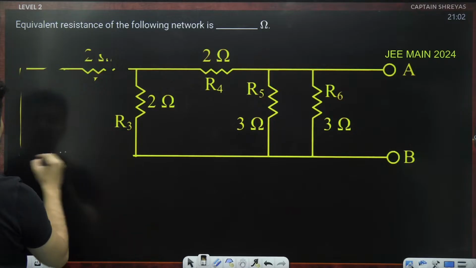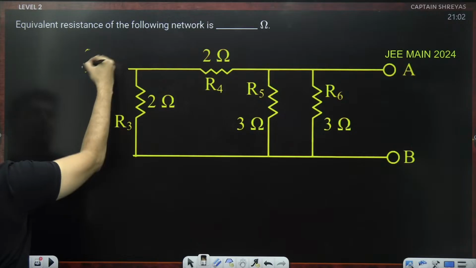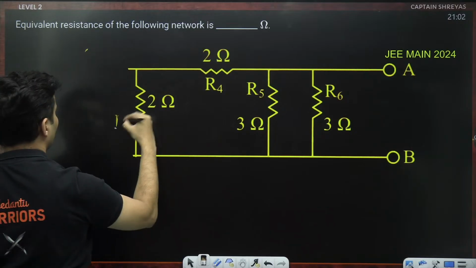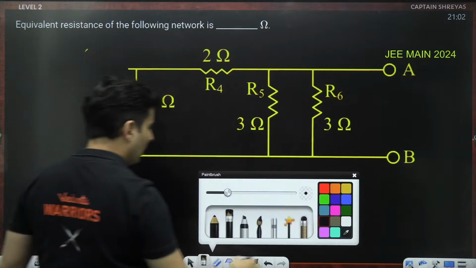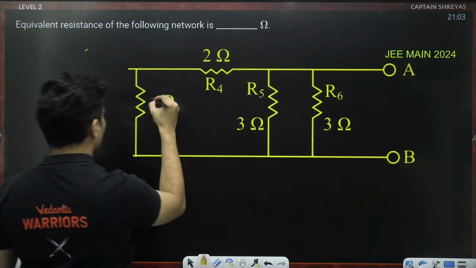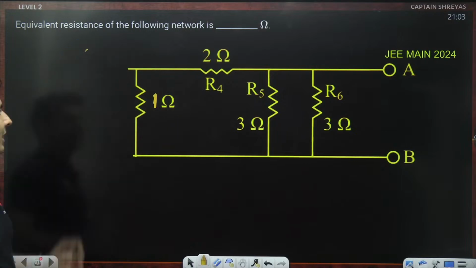I can replace it with one single resistance of how many ohms? Think about it. 2 and 2 in parallel means it will become how much? 1 ohm. So this will just become 1 ohm. So these 2 together will now become 1 ohm.